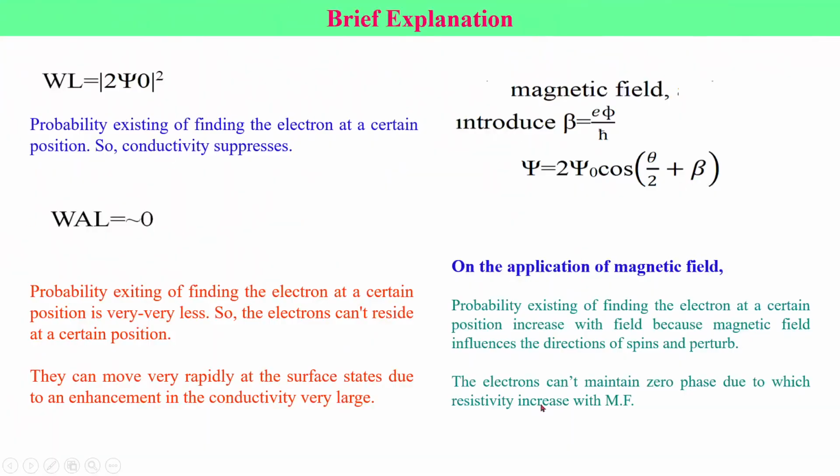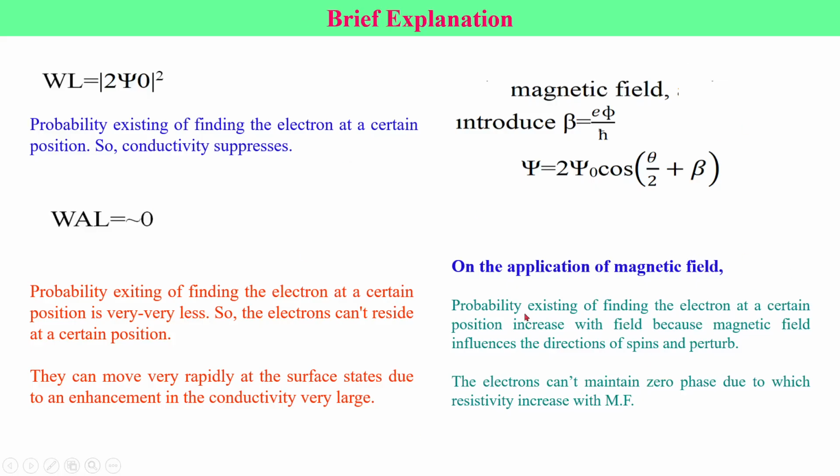We have discussed the effect of the magnetic field in the previous slides, and we are giving an overview again. With the weak localization signatures, the probability is very high, so the conductivity reduces. With the weak anti-localization signatures, the spins are opposite, anti-parallel, and the electron can go here and there, because the probability of residing at a certain position is very low. The electron will not be bound, it can rapidly move here and there, due to which the conductivity is very high.